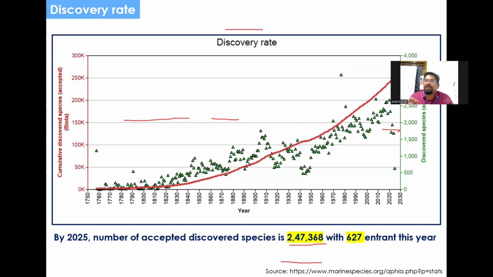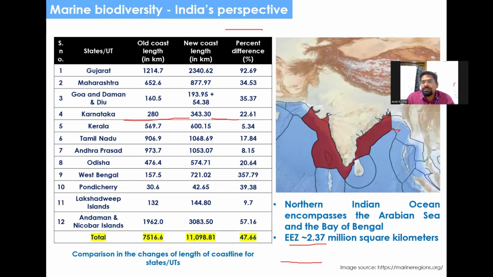If we look into the discovery rate, we can see that the data assessed yesterday from the WoRMS database shows that close to 2,47,368 accepted marine species are reported from the world ocean, and 627 so far this year. More or less, if we look into the graph here, close to 1,500 to 2,000 new accepted species are being reported every year from the world ocean. Now, this is the story when we talk about the world ocean. What is the current scenario if we look from the Indian perspective?